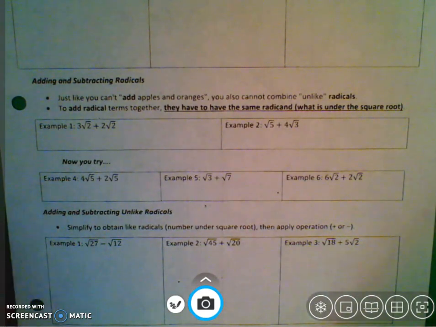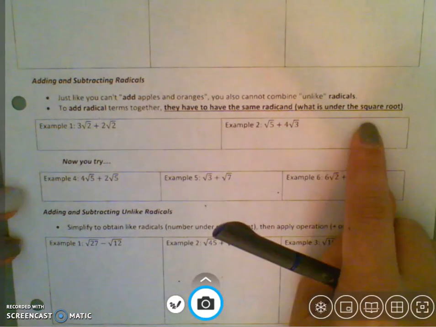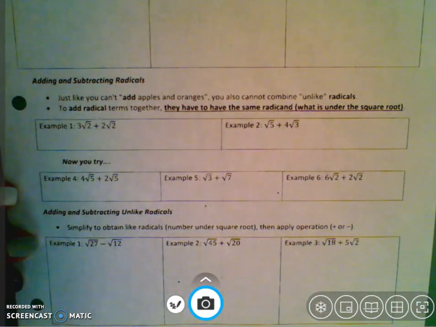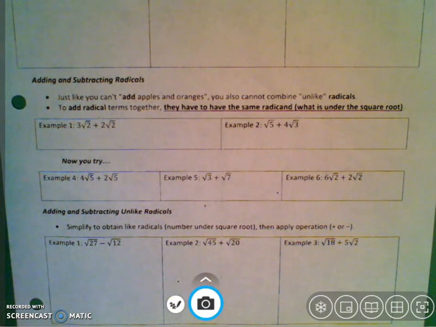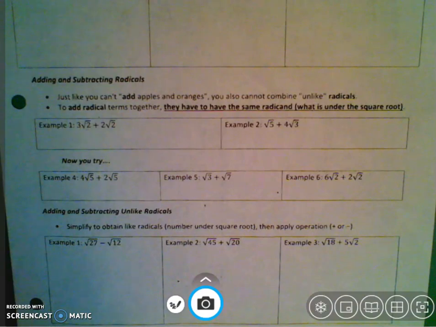When you are adding and subtracting radicals, like the first bullet says, you can't add apples and oranges. You also can't combine unlike radicals. To add radical terms, they have to have the same radicand, which is what's under the square root. Basically you have to have the same number under the root.